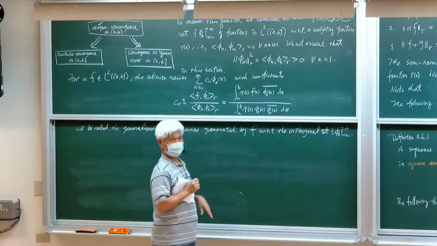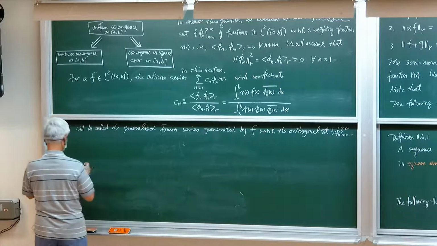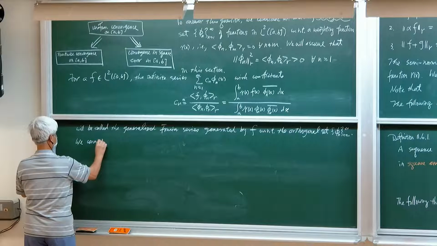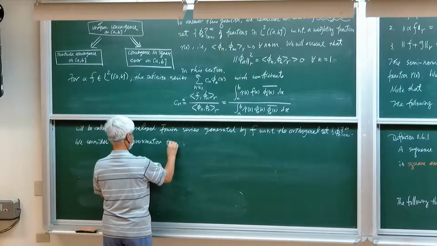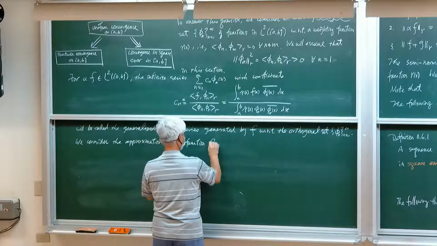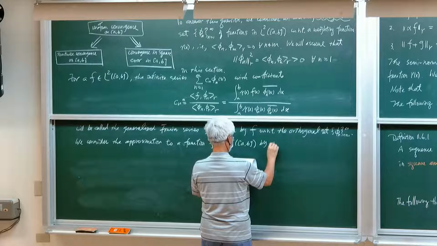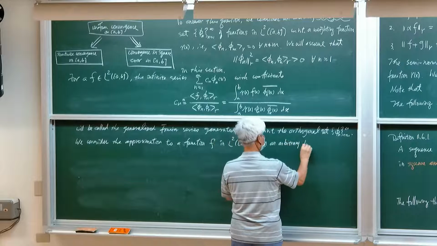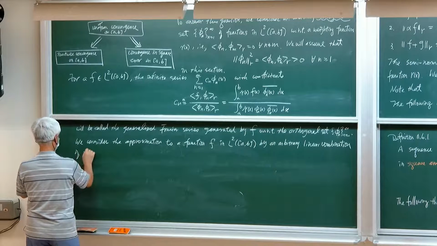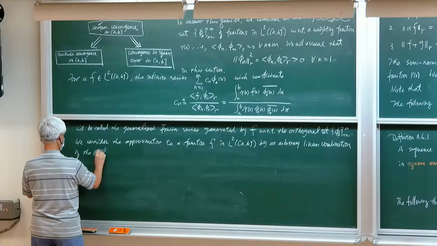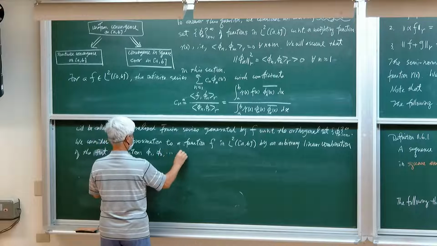an orthogonal set, right? But here we just study an arbitrary orthogonal set. So we consider the approximation problem to a function f in the L2 space by an arbitrary linear combination of the first N functions phi 1, phi 2, up to phi capital N.